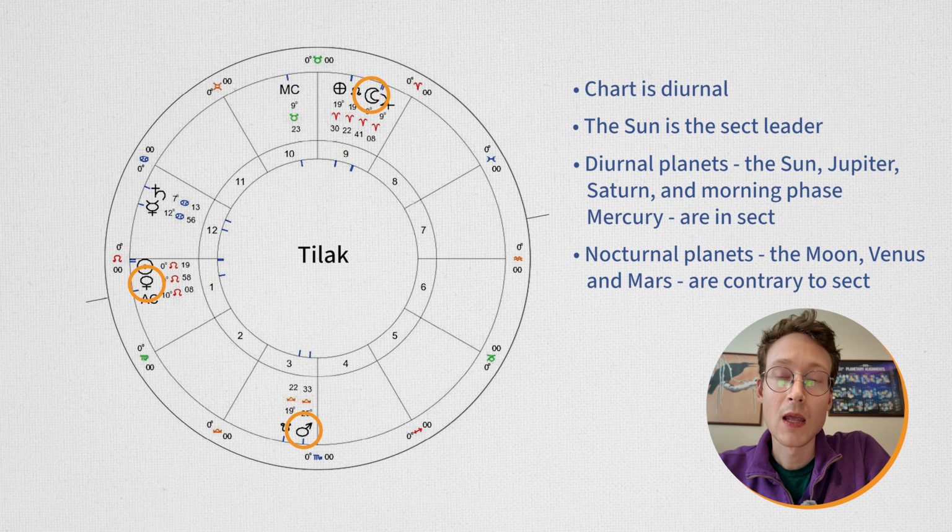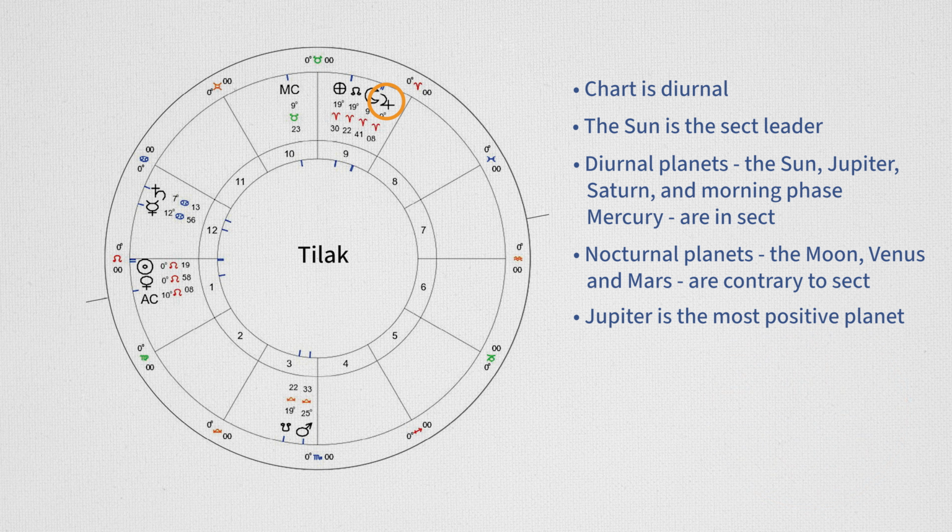If we want to look for the most positive planet, then we see it's the in-sect benefic, Jupiter, which is located in the 9th house in the sign of Aries. The most negative planet, the contrary to sect malefic, is located on the other side of the chart. It's Mars in the sign of Libra in the 3rd house.